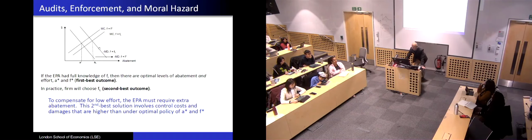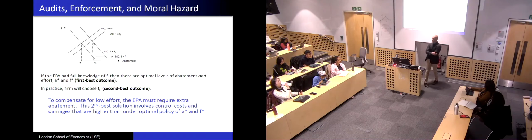Okay, so if we don't have perfect information, then we ask them to abate more, because they are going to put less effort. So we're going to end up in a situation where they're definitely going to spend more money on that. But then the abatement is going to be higher. But then actually, because now the F is lower.